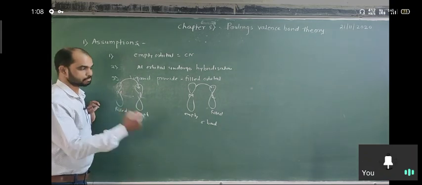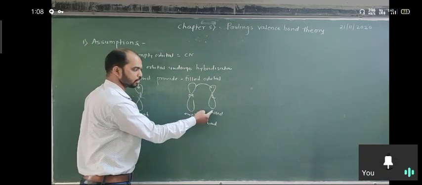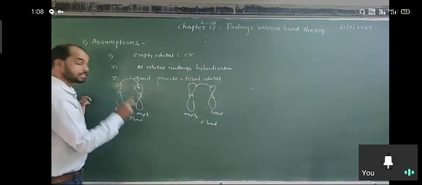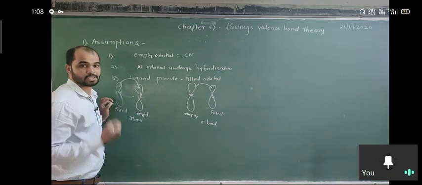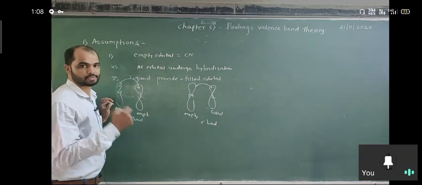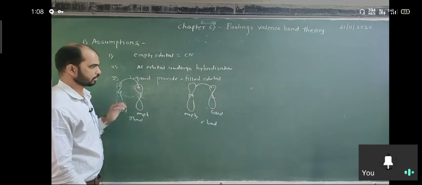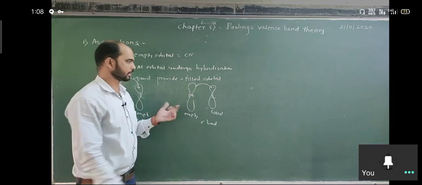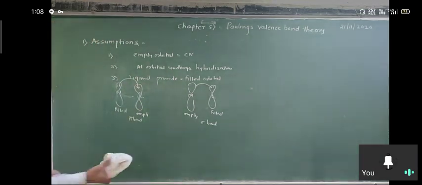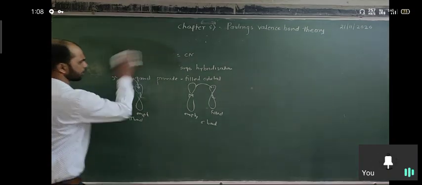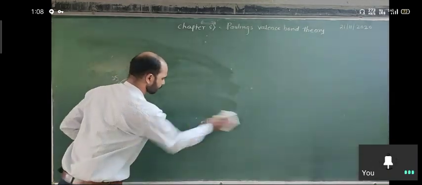Only a few ligands. All the ligands are able to donate electrons, but some of them are also able to donate as well as accept electrons. We will discuss this later, at the end of the chapter, the back bonding concept. Okay, so these are the assumptions. Next we are going to discuss the concept of hybridization.